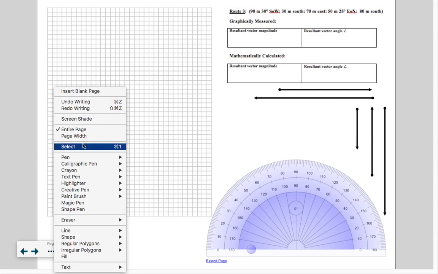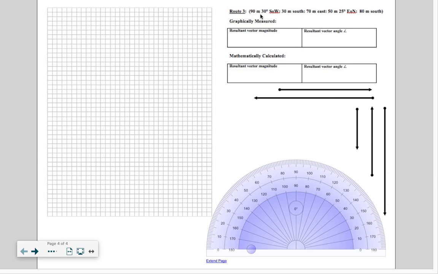All right, Route 3, do the same exact thing you did in Route 2. So I'll do it real quick for you guys. So you're going to do 90 meters, 30 degrees south of west. So I'm going to take this one 30 degrees south of west. So I'd be at west. I'm going to come 30 degrees south of west. And once again, you guys would be using the protractor. You're not going to eyeball it like I'm doing.